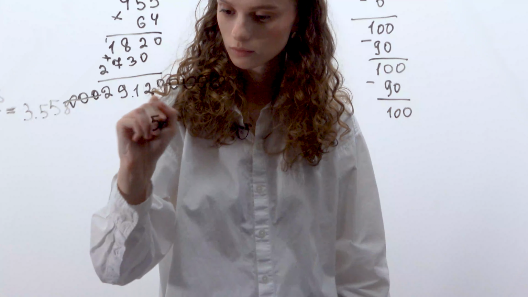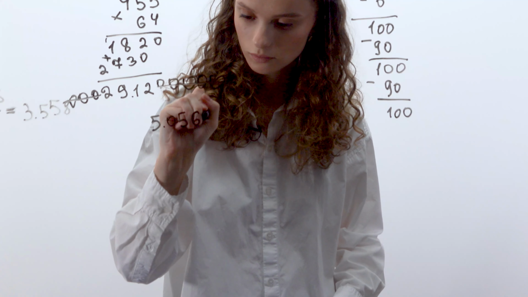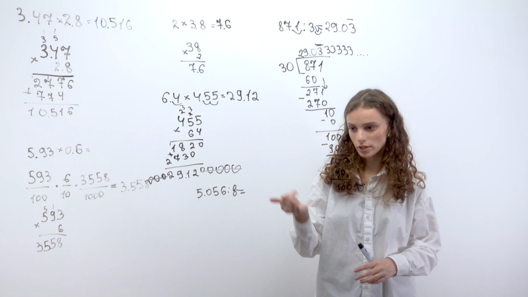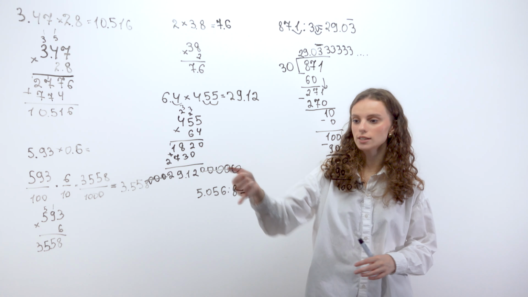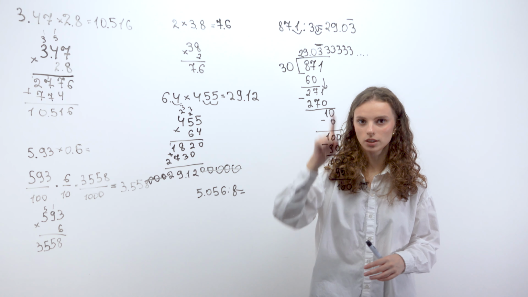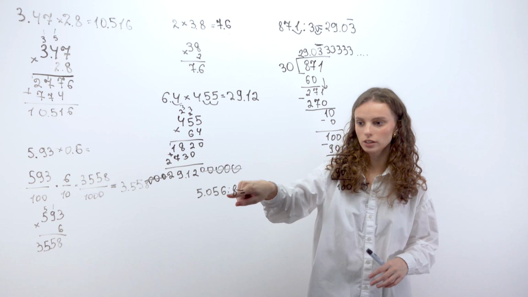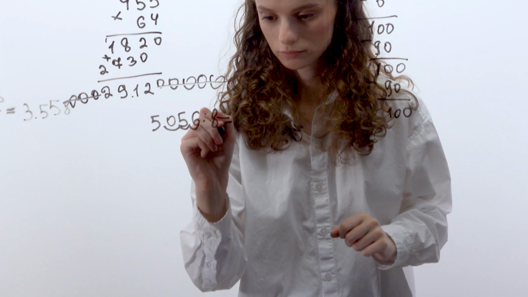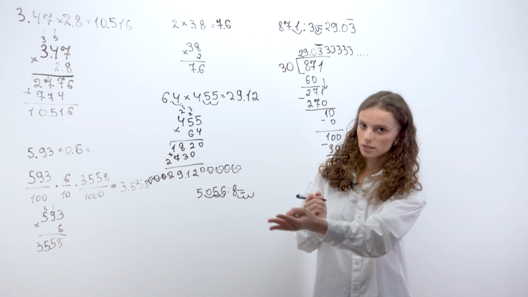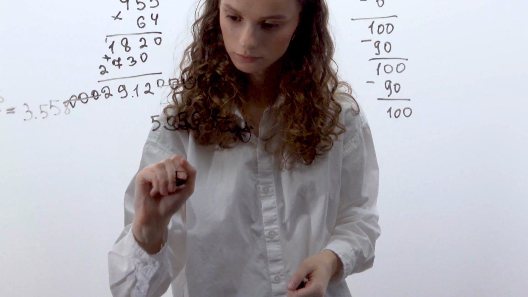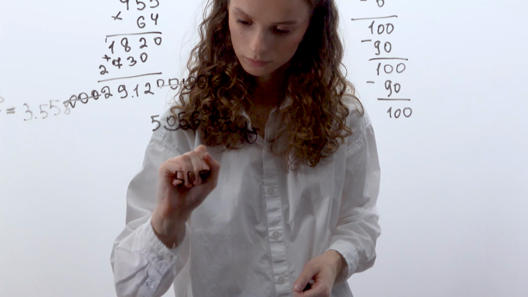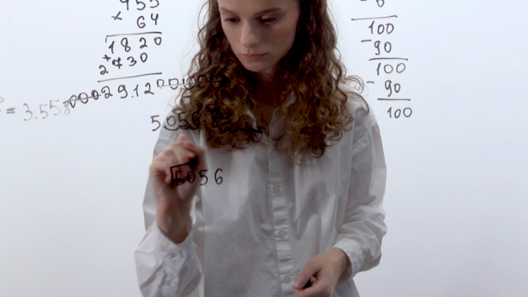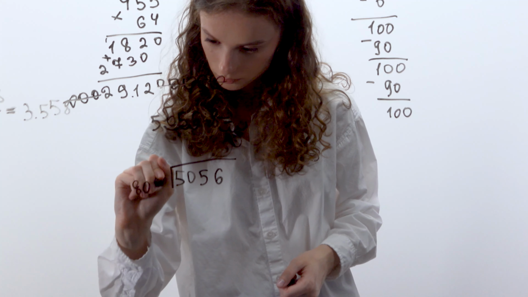Let's keep going. Here I have 5.056 divided by 8. What is going to happen? I need to move the decimal point 3 digits. If it moves 3 here, then it is also going to move 3 there. These empty spaces will be filled with zeros. And I'm going to get 5,056 divided by 8,000.